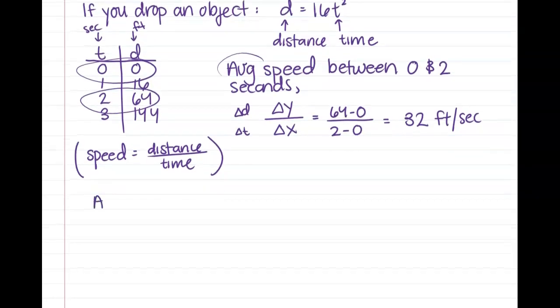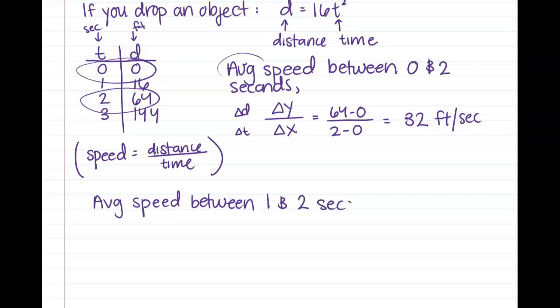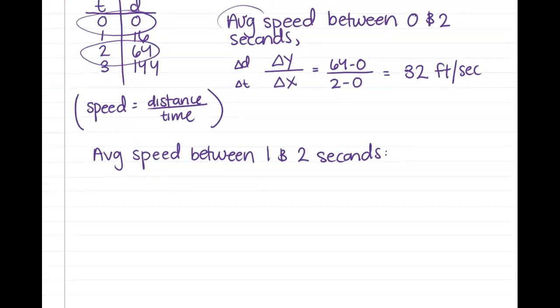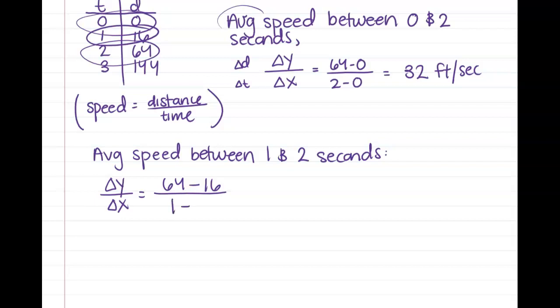Now let's find our average speed between 1 and 2 seconds. So 1 second to 2 seconds. So now our points are 1, 16 and 2, 64. Change in y over change in x will be 64 minus 16 over 2 minus 1. 48 over 1, which is 48 feet per second.